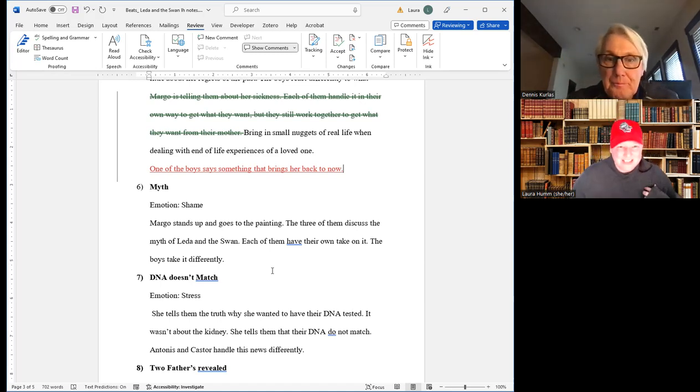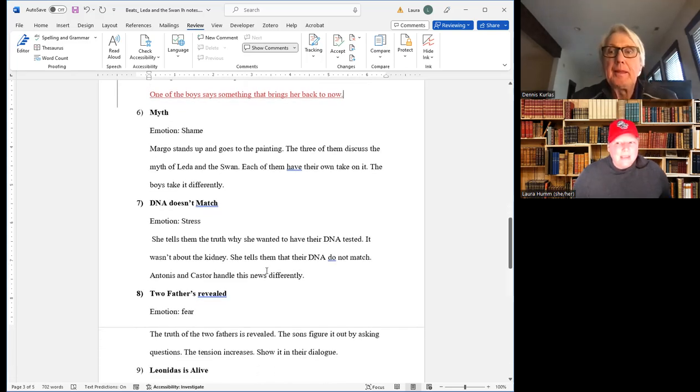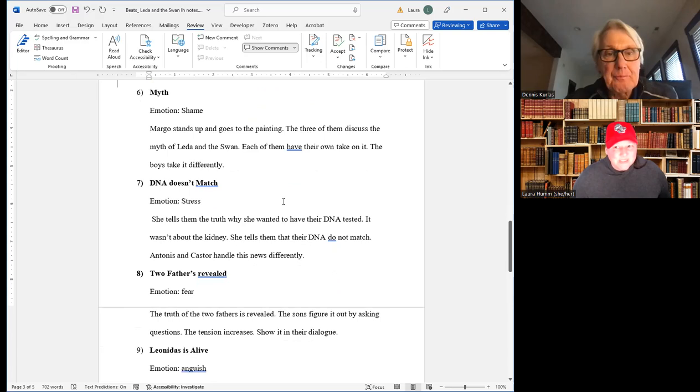Maybe they bicker with each other a little bit, right? Like Antonis is like, mom, we have to talk about this. Castor is like, okay, mom, if this is important to you, we'll listen. And Antonis can be like, there's nothing more important, however you decide to have them play out, where they're like going at each other and she's using the painting to bring them back together because she knows that she has this shameful secret, this moment.